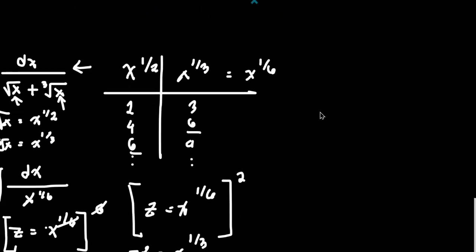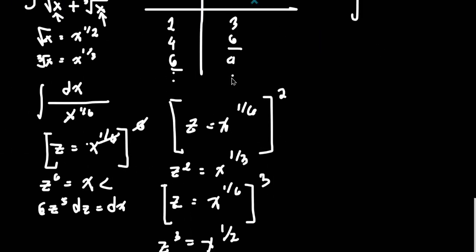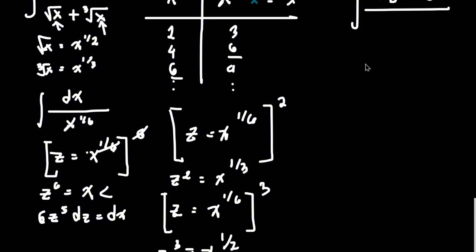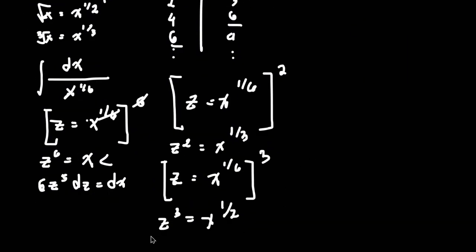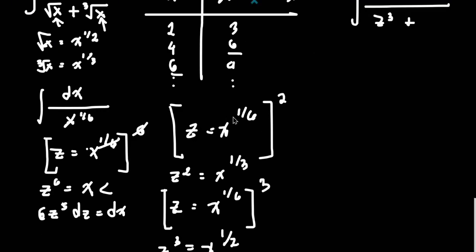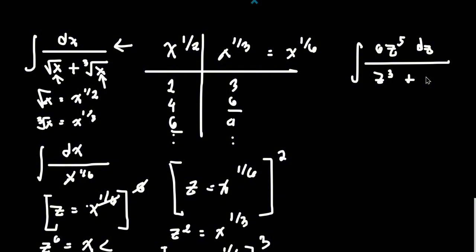Okay, substituting all the terms from the original equation, this should be equal to the integral of dx, which is 6z raised to 5 dz, all over the square root of x, which is z raised to 3, plus the cube root of x, which is z raised to 2.